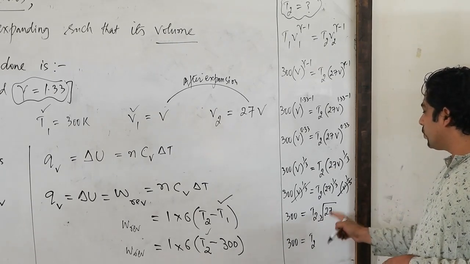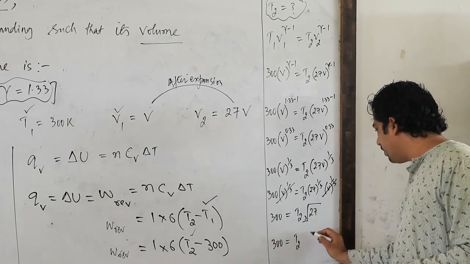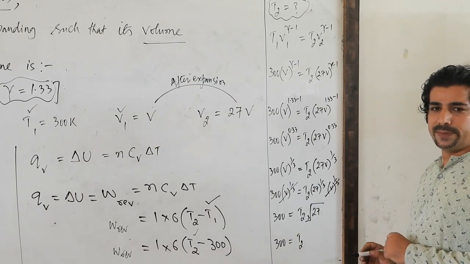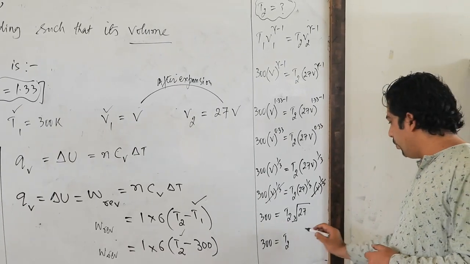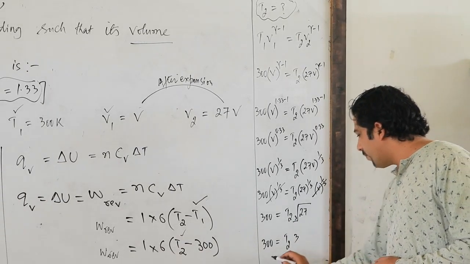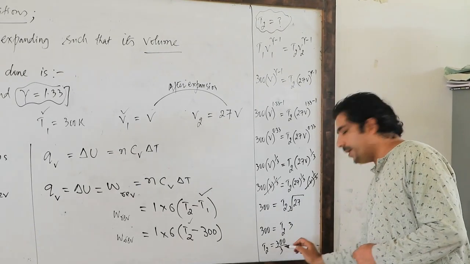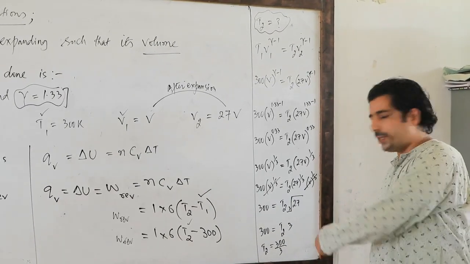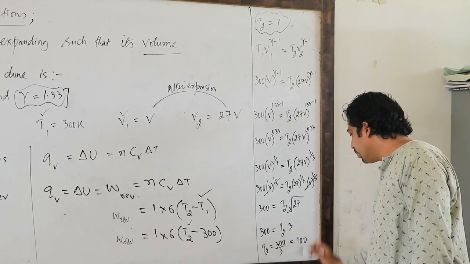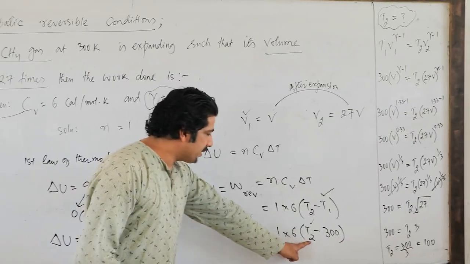And the cube root of 27 is, my dear friends, how much? It is 3, because 3 into 3 into 3 is 27. So obviously you will get 3 here. Then finally, my dear friends, T2 is equal to 300 divided by 3. Is it visible here? 300 divided by 3 is 100. So T2 is 100.